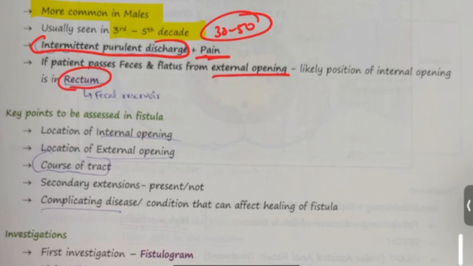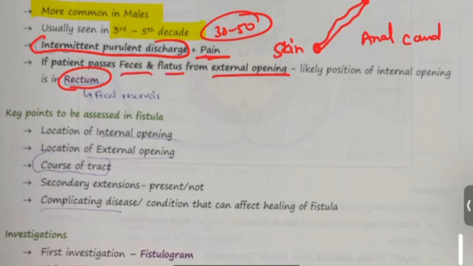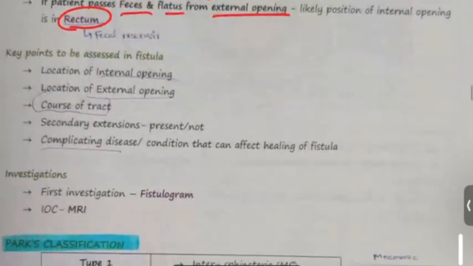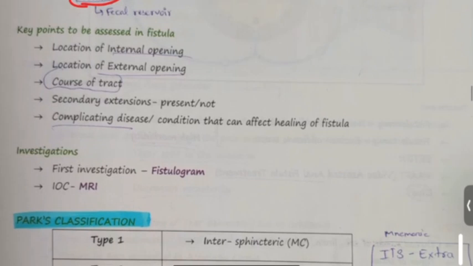Okay, so if the patient is able to pass feces and flatus, then where will be the opening of the internal opening of this fistula? There are two openings, right, one external opening, that is in the perineal skin. Okay, that is the external opening. So we can estimate the internal opening. If the patient is able to pass feces and flatus, then it is in the rectum, not in the anal canal. If it is in the anal canal, then the patient won't be able to pass feces and flatus. Okay, so that is the point they had to make here.